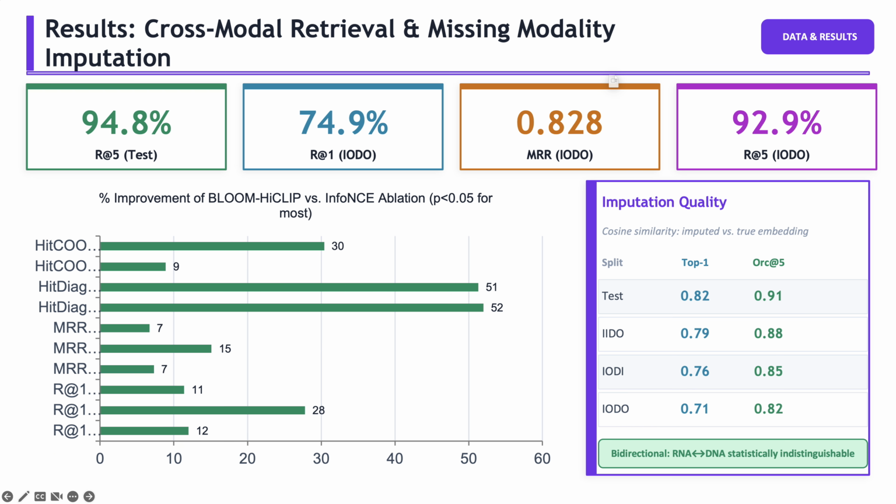The results are strong, starting with retrieval. 94.8% recall at 5 on the test set. That means when you take a patient's RNA embedding and try to retrieve the DNA counterpart from a database of thousands of patients, the correct match is in the top 5 candidates almost 90% of the time.